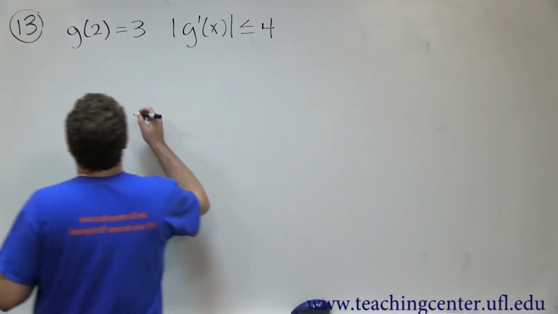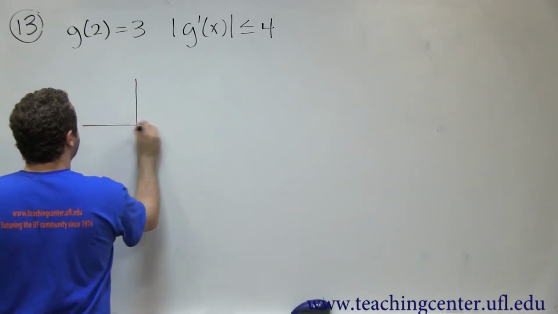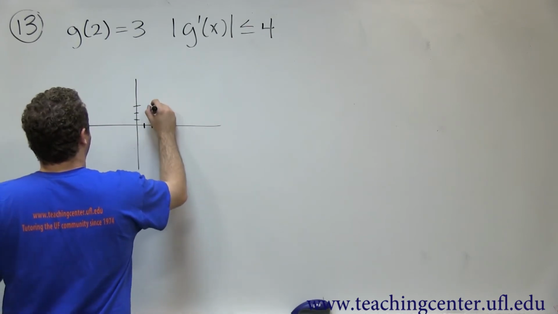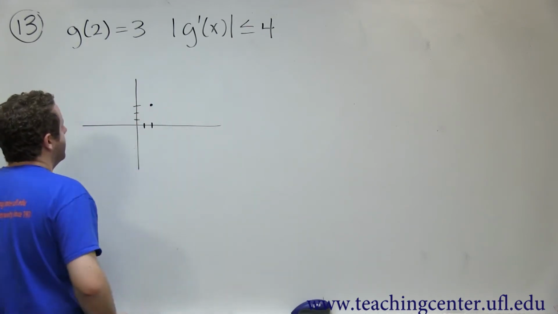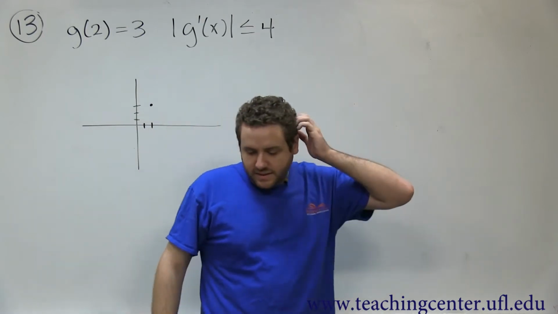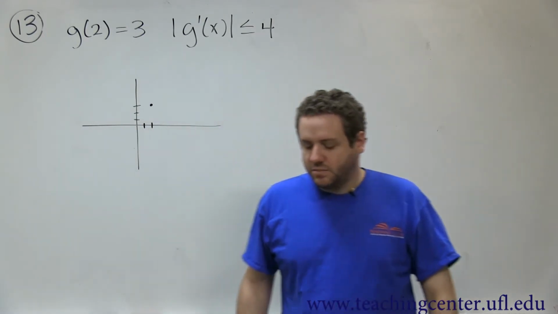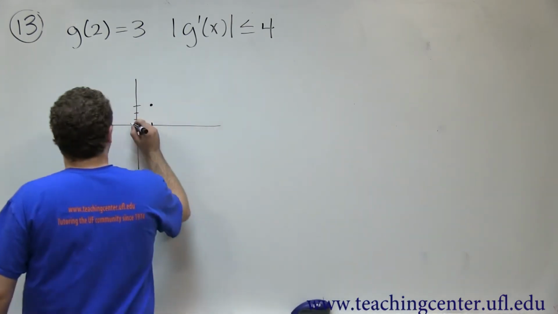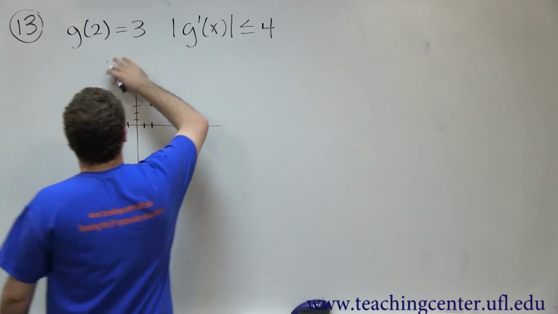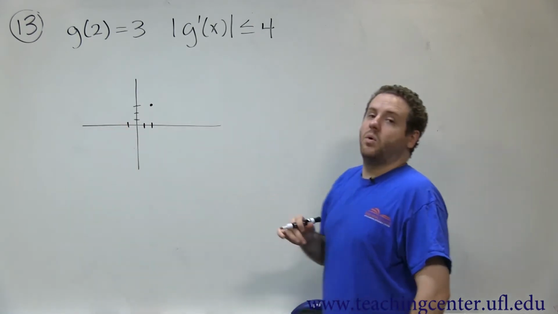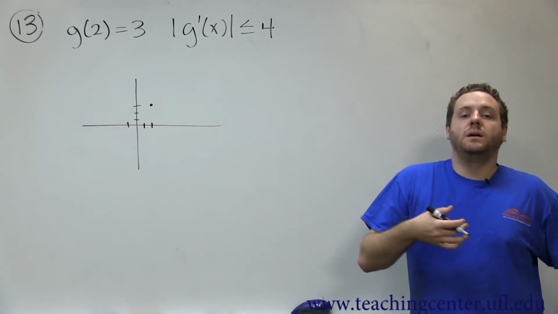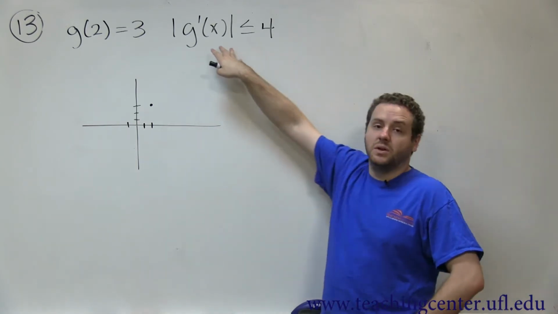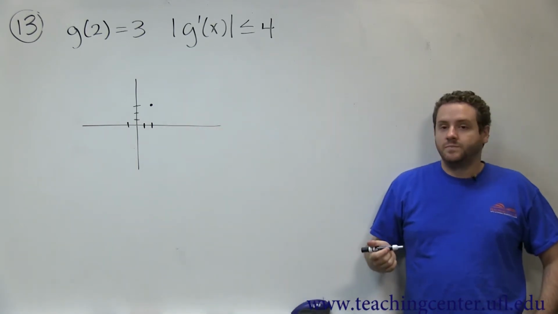So let me graph what this might look like. So we have the point (2, 3) on the graph here. And what we're asked is, what is the largest possible value of g of negative 1? So there's going to be some point over here at g of negative 1. We don't know where it is, but we can figure out what it could be, smallest and largest, based off the fact that the derivative is constrained.